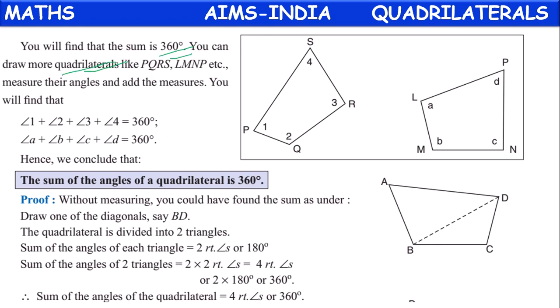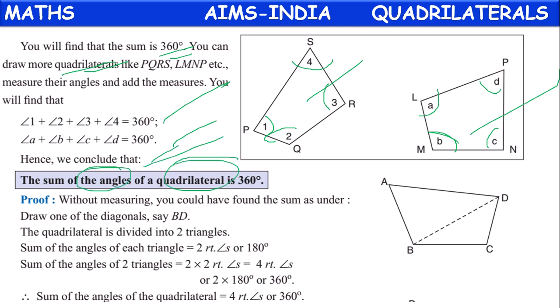You can draw more quadrilaterals like PQRS, like LMNP. You can measure any type of quadrilateral. If you measure these angles 1, 2, 3, 4, or measure A, B, C, D, what will you find? The total of 1, 2, 3, 4 will be 360. The sum of A, B, C, D will be 360. Hence we can conclude that the sum of angles in any quadrilateral is equal to 360 degrees.